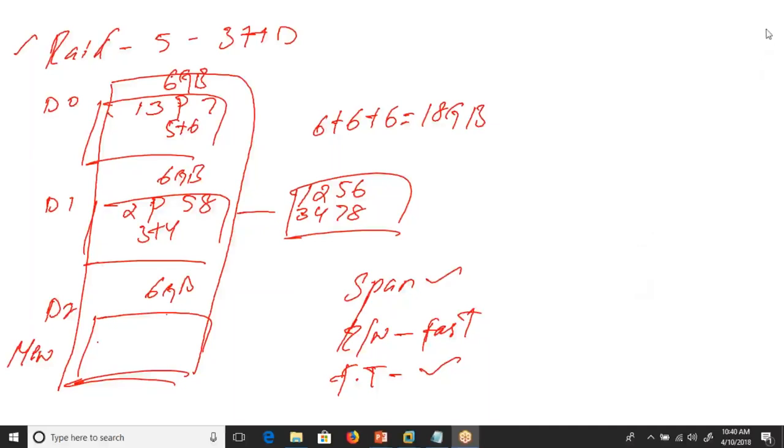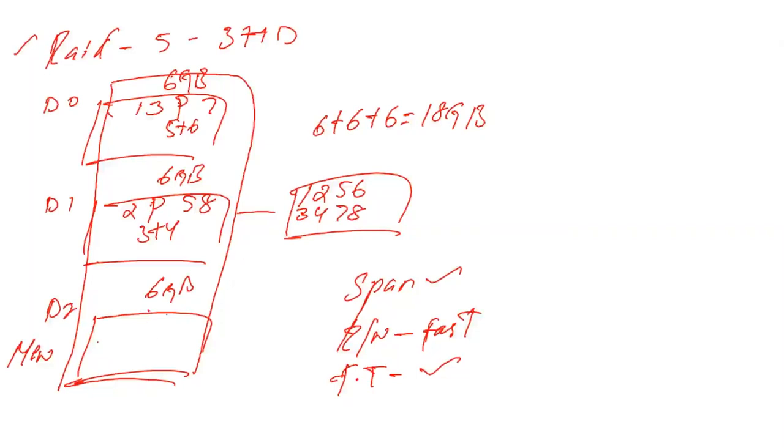So we'll continue from the place where we took the break. Now our last hard disk, D2, is burned. We attach the new hard disk and your data will be back by using parity. You can see in D0 we have information 1, D1 is having 2. What is missing? Parity. The parity will be generated for 1 and 2.